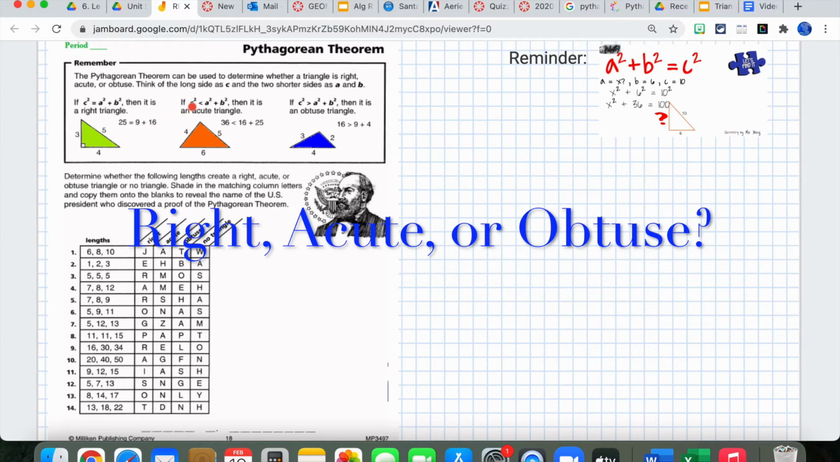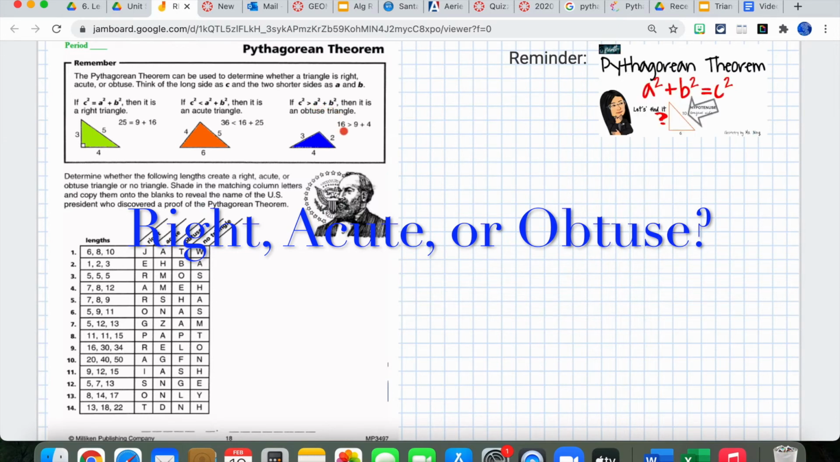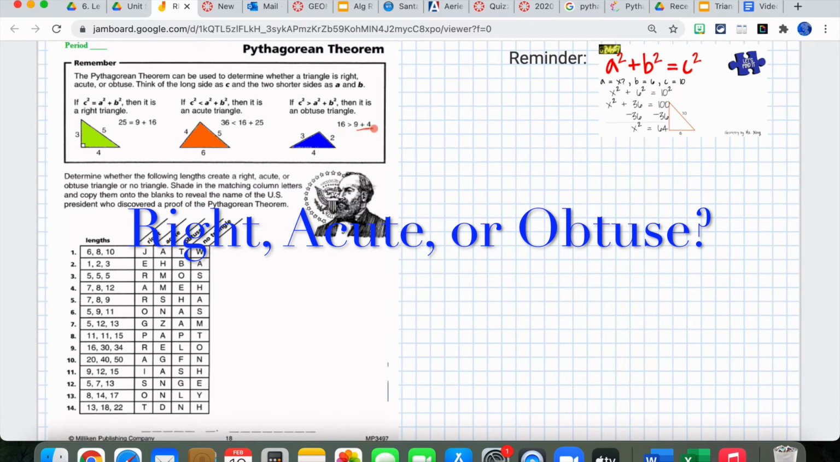And if the longest side squared is less than the sum of the other two sides, a squared plus b squared, like in this example we have 4, 5, 6, we applied it and we get 36, which is less than 16 plus 25 on the right hand side here, then you're going to have an acute triangle. And then we get an obtuse triangle. The longest side squared is greater than the sum of the other two sides, a squared plus b squared. So right here you get 16, and on this side 9 plus 4 is only 13, so 16 is greater, and that's why we get an obtuse triangle.